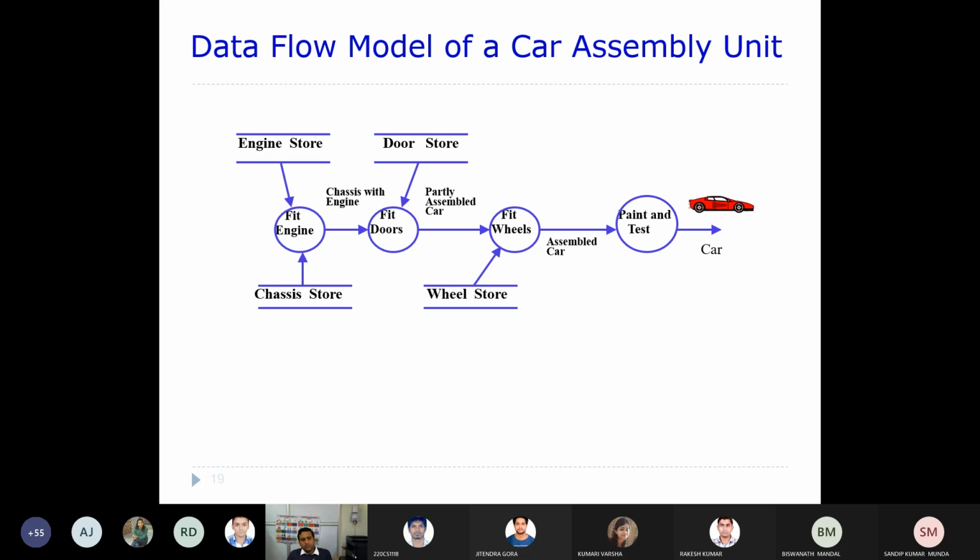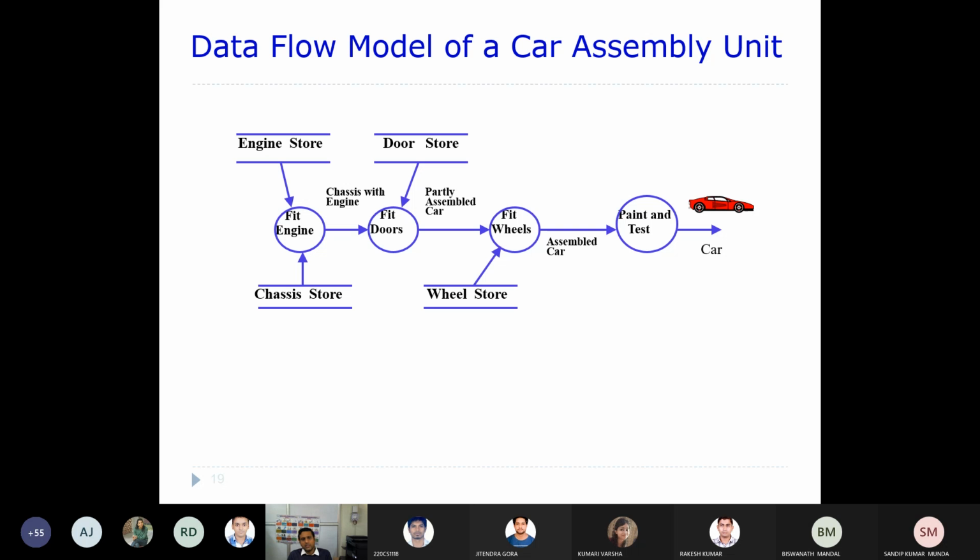That means here, what are the inputs? One is a chassis, the other one is an engine. So the fit engine function combines this engine and chassis together, and the output will be a chassis with engine, right? Now this is input to the other function.